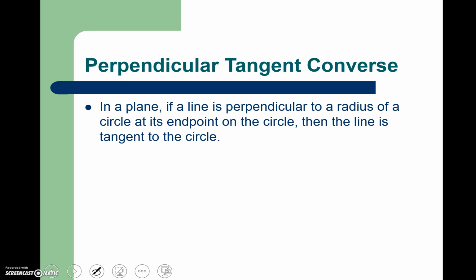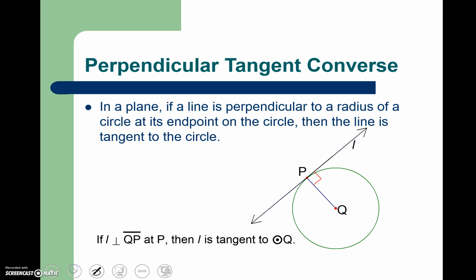Second one. In a plane, if a line is perpendicular to a radius of a circle at its endpoint on the circle, then the line is tangent to the circle. So what that means here is if I give you a diagram like this and I see the right angle, you can automatically assume that that line there is tangent. So this again is the converse of what we just discussed.